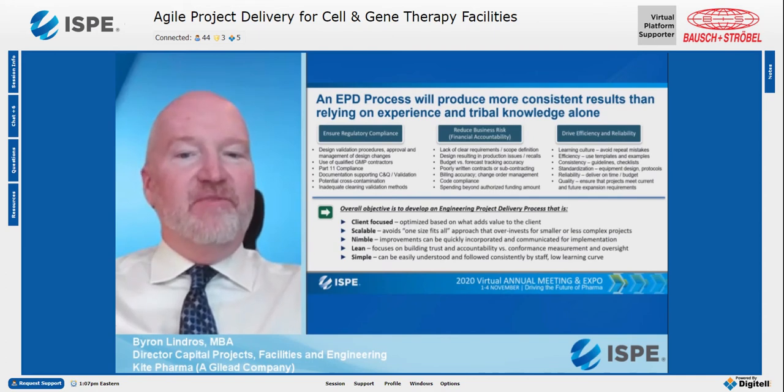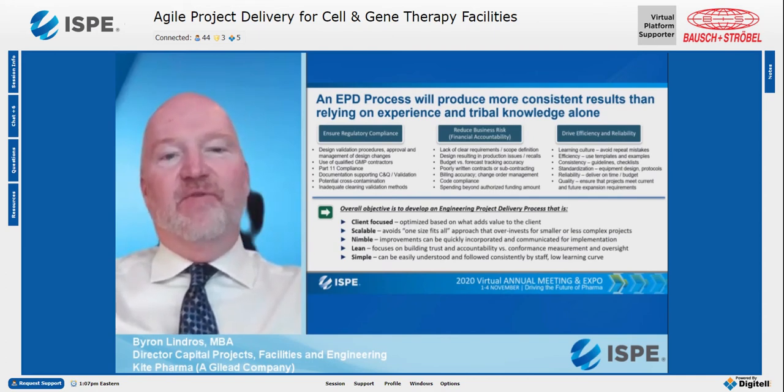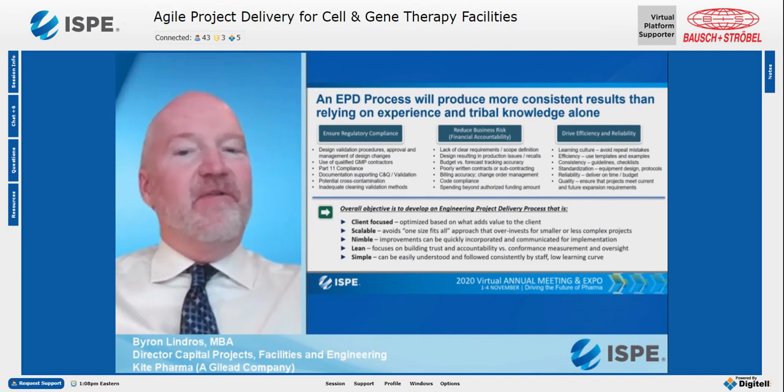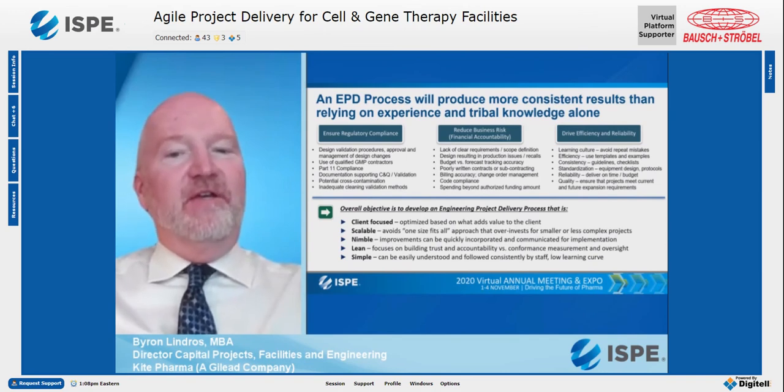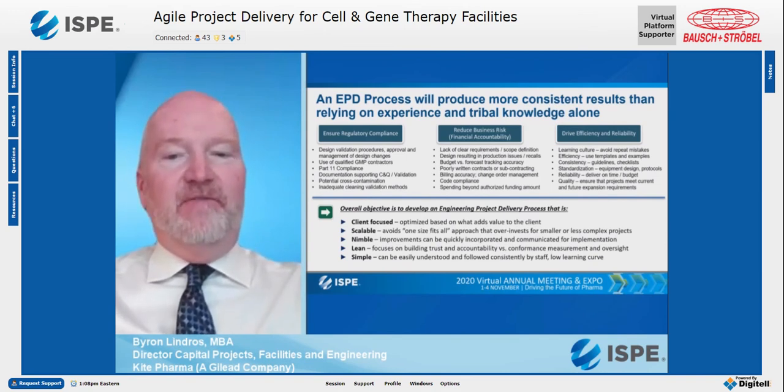And by tribal knowledge, we really refer to the Six Sigma term, referring to knowledge that is sort of known, but very poorly documented. So this is quite a detailed slide, but we wanted to include it for future reference as a takeaway in response to this why bother question. And the objectives boil down to really ensuring regulatory compliance, reducing business risk, and then driving efficiency and reliability.